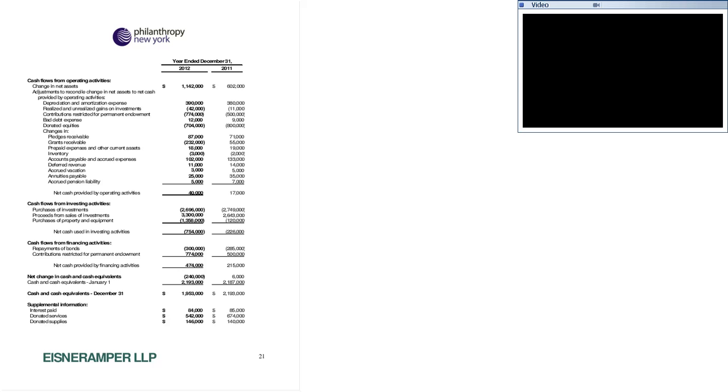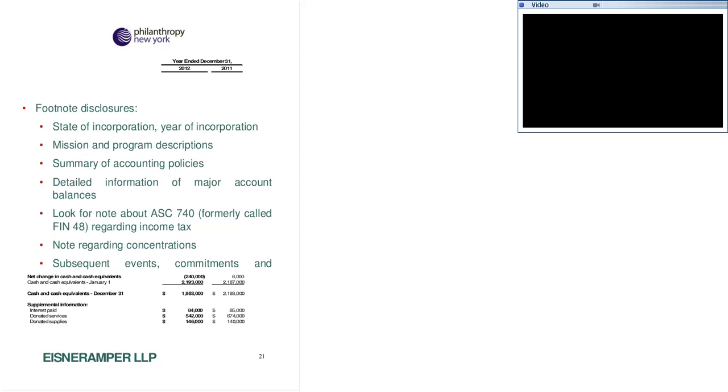Below that is just some supplementary information that you're required to disclose. Interest paid for the year, that would be interest paid on our bonds. So that has to do with our debt. And then we're just letting you know how much came in for donated services, because that's not actual cash in our pocket. And donated supplies, so somebody gave us a good as opposed to cash, another place that we disclose it.